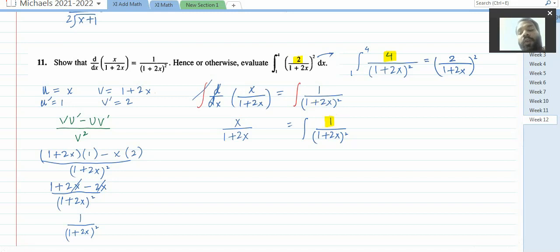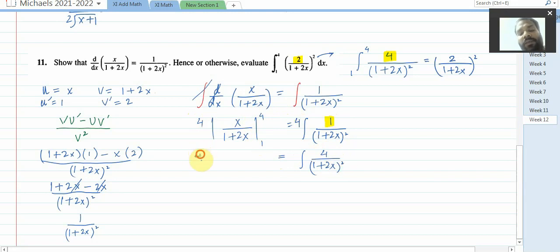So now we need to multiply by 4 on both sides. I will multiply by 4 on the right side, I will multiply by 4 on the left side, and the limits we have are 1 and 4. So on the right side now it will be the integral of 4 divided by (1 plus 2x) whole square, and on the left side it's 4, and now I am going to apply the limits here. So the upper limit we have is 4, so now it will be 4 divided by 1 plus 2 4s are 8, upper limit minus lower limit, which will be 1 divided by 1 plus 2, it's 3.